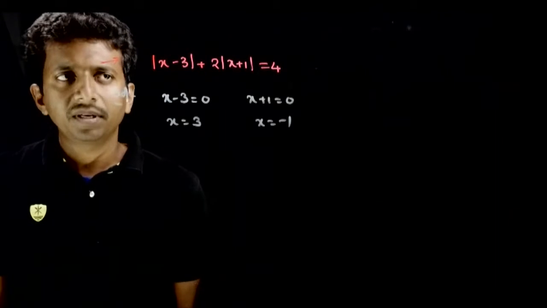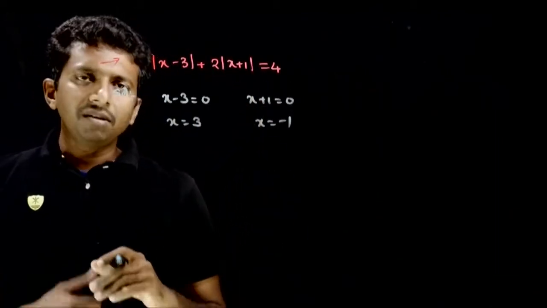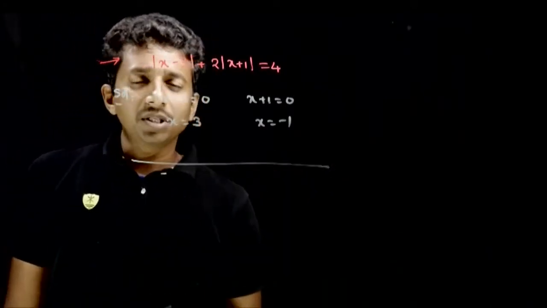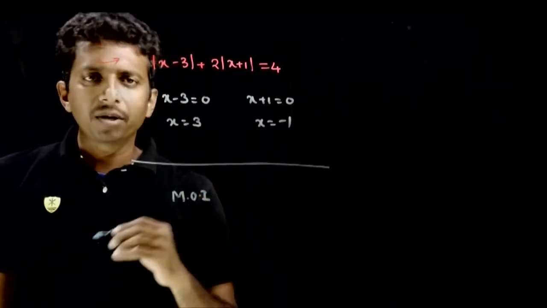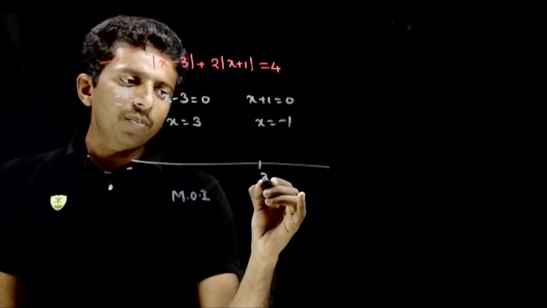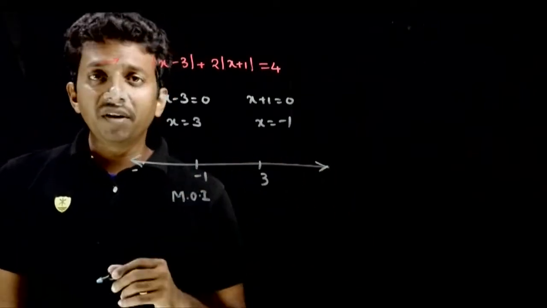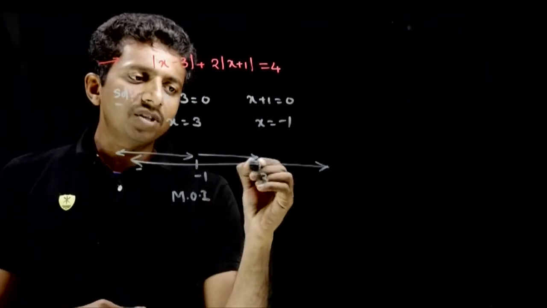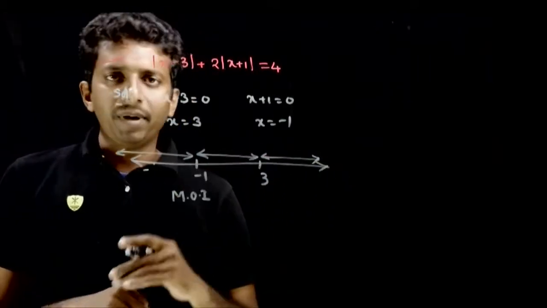ठीक है? So whenever you have different mod expressions like this, you have to divide the real number line into intervals. So this process is called method of intervals. MOI. Method of intervals को use करके करते हैं. So you have two critical points 3 and minus 1. So the real number line has been divided into three parts. This part is one part, minus 1 और 3 के बीच में second part, and 3 से ऊपर you have the third part. ठीक है?